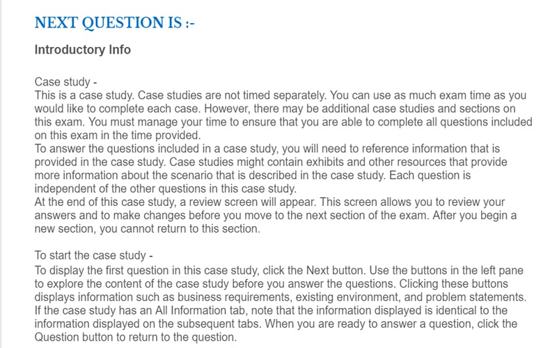To start the case study, to display the first question in this case study, click the Next button. Use the buttons in the left pane to explore the content of the case study before you answer the questions. Clicking these buttons displays information such as business requirements, existing environment, and problem statements. If the case study has an All Information tab, note that the information displayed is identical to the information displayed on the subsequent tabs. When you are ready to answer a question, click the Questions button to return to the question. These are the real instructions for the real exams.